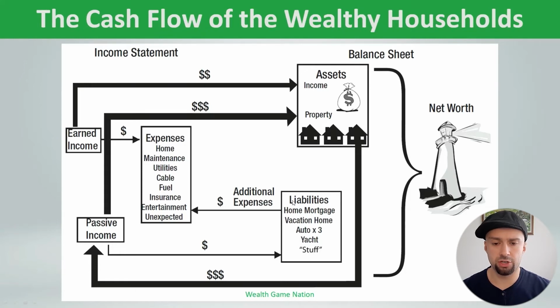Also, they create additional expenses and they end up in the same bucket as before. And the majority of their passive income is going again towards the value-producing assets. And then this cycle repeats all over again. They make more money than they spend and they invest the difference. If we look at the balance sheet, we see that the assets are bigger than the liabilities and therefore their net worth grows.